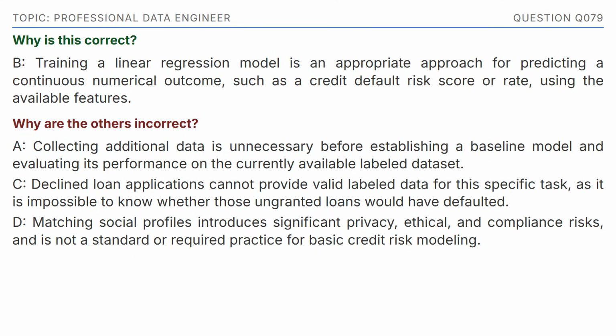Why are the others incorrect? A. Collecting additional data is unnecessary before establishing a baseline model and evaluating its performance on the currently available labeled dataset. C. Declined loan applications cannot provide valid labeled data for this specific task, as it is impossible to know whether those ungranted loans would have defaulted. D. Matching social profiles introduces significant privacy, ethical, and compliance risks, and is not a standard or required practice for basic credit risk modeling.